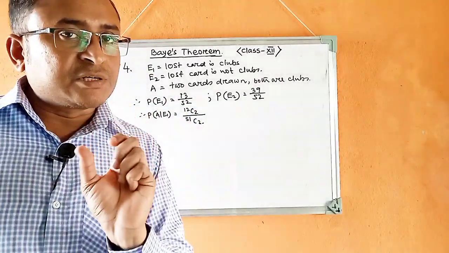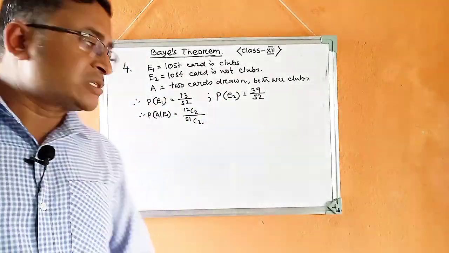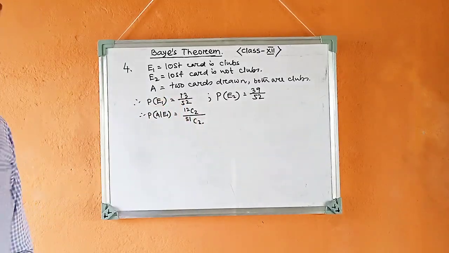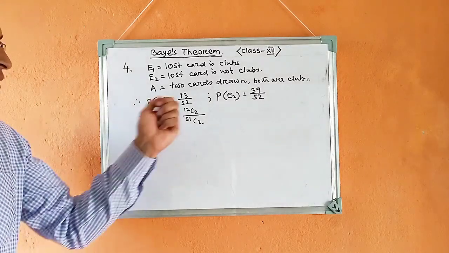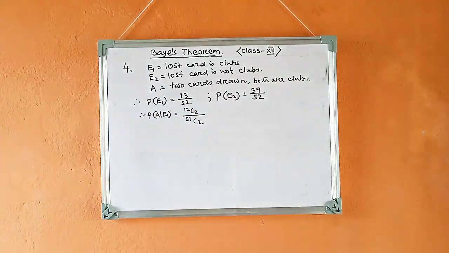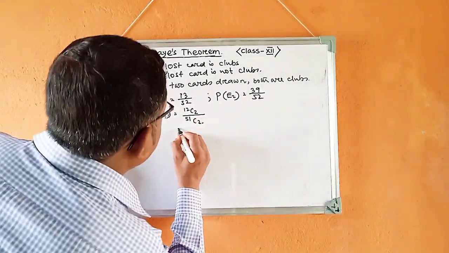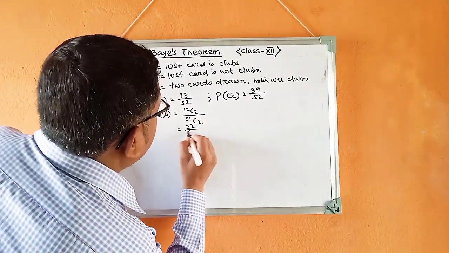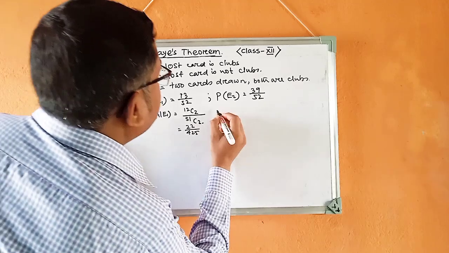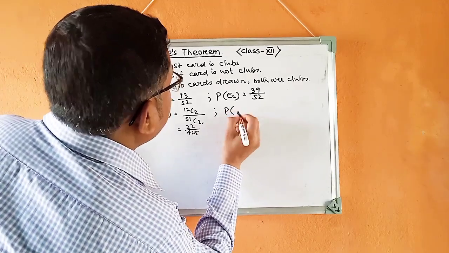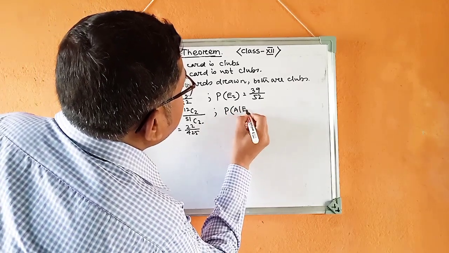Now one club card is lost, so the total number of cards is 51. There are 52 cards in total, one club card lost, so 51C2. Clear? After calculation, 12C2 divided by 51C2 gives the result 22 divided by 425.